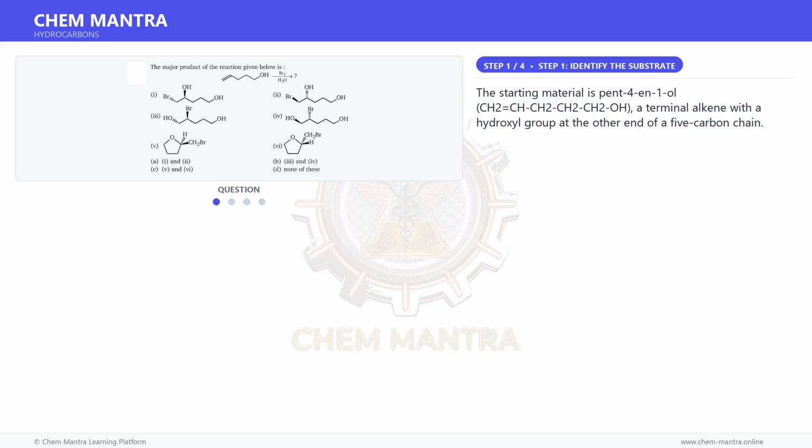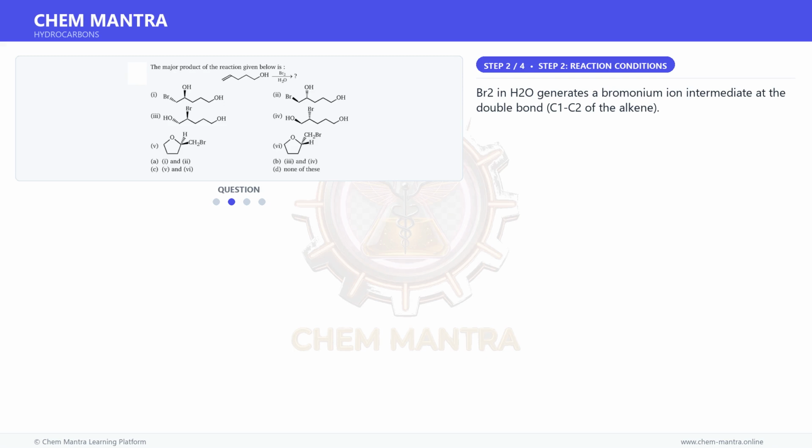The starting material is pent-4-en-1-ol, CH2=CH-CH2-CH2-CH2OH, a terminal alkene with a hydroxyl group at the other end of a 5-carbon chain. Moving on to the next step. Br2 in H2O generates a bromonium ion intermediate at the double bond, C1-C2 of the alkene.